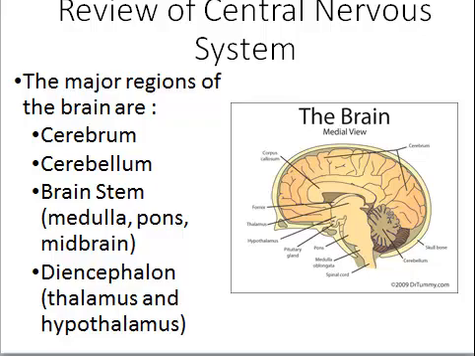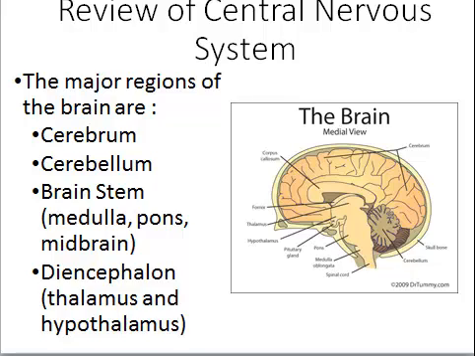So the cerebrum is the largest portion of the brain. You can see it up here. This is our cerebrum, and it coordinates sensory data, motor functions, and many aspects of intelligence and reasoning. The cerebellum, which is down here, is the second largest portion of the brain, and it produces muscle coordination, muscle tone and posture, and it coordinates balance.